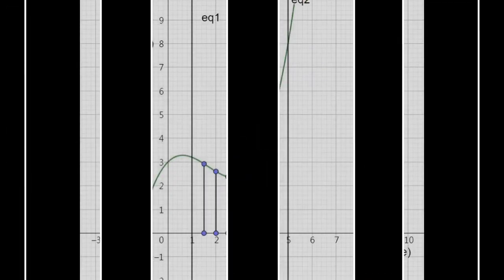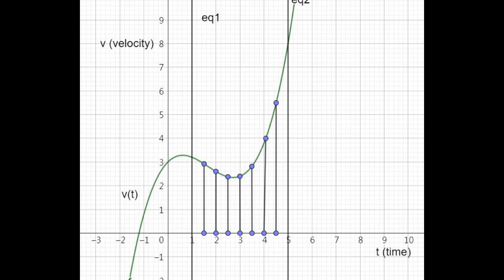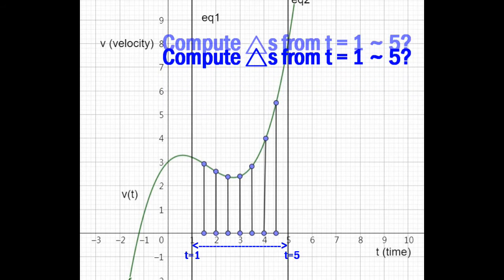But what if the velocity is already given, and it asks you to solve the distance traveled between two moments in time? If we're given the velocity function v of t, what is the distance traveled, delta s, from t equals 1 to t equals 5, or from the first second to the 5th second?